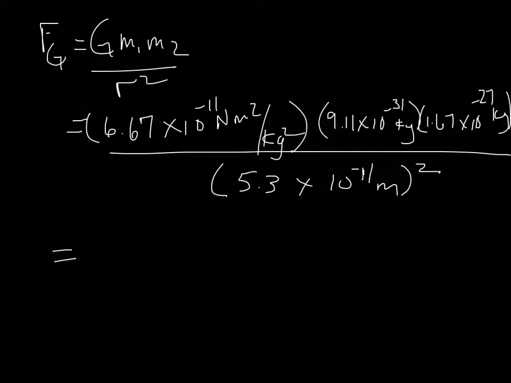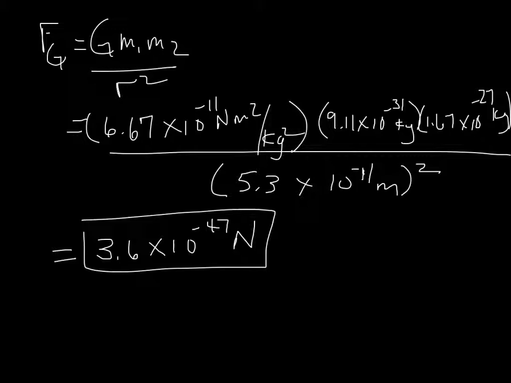And what I would like for you to do at this point is just to pause and calculate on your calculator to see what you get. And if everything went well for you, you should get something along the order of 3.6 times 10 to the minus 47 newtons. That's the gravitational force. And compare that to the electrostatic force, which we said was 8.2 times 10 to the minus 8 newtons.